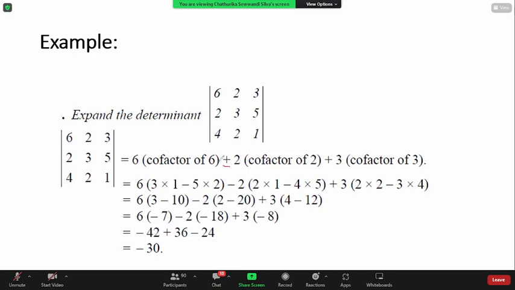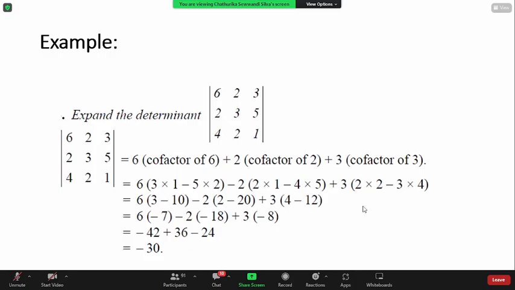Then you may be wondering, hey, it is plus. But actually when you calculate the cofactor inside, this will automatically become minus. So the method we have followed: 6 times cofactor of 6 means minus 1 to the power 2 multiplied by the minor of 6. Then plus 2 times minus 1 to the power 3 multiplied by the minor of 2. Plus 3 times minus 1 to the power 4 multiplied by the minor of 3.